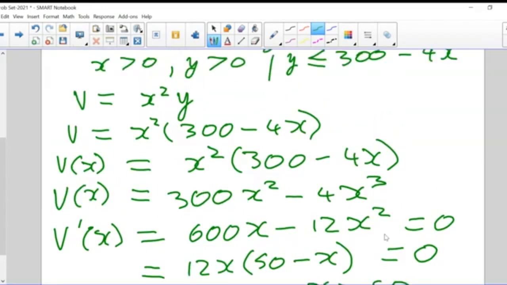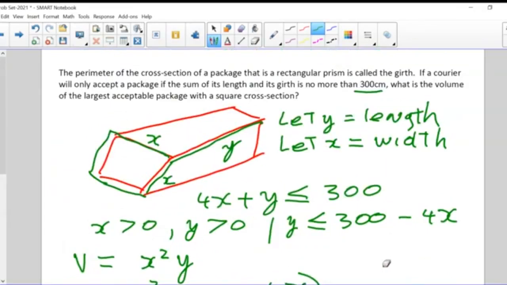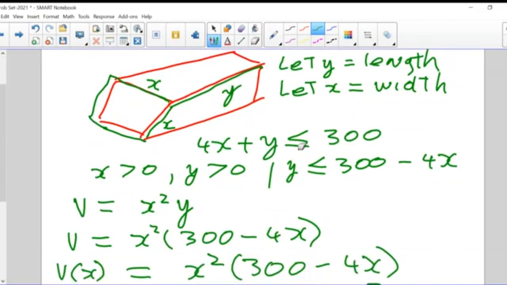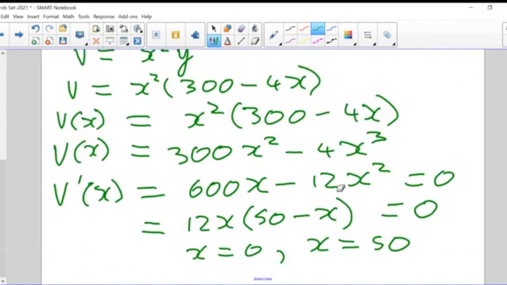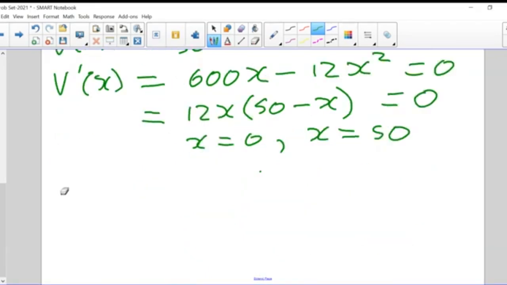So let's go back and look at the question again. When you have these questions to do, you always go back and say, did I answer the question? Is the 50 the answer? Well, let's find out. Here's the question: what is the volume of the largest acceptable package with a square cross section? So x equals 50 means what? Have we answered the question yet? I'm going to say no. We need to find a v of 50. Good.